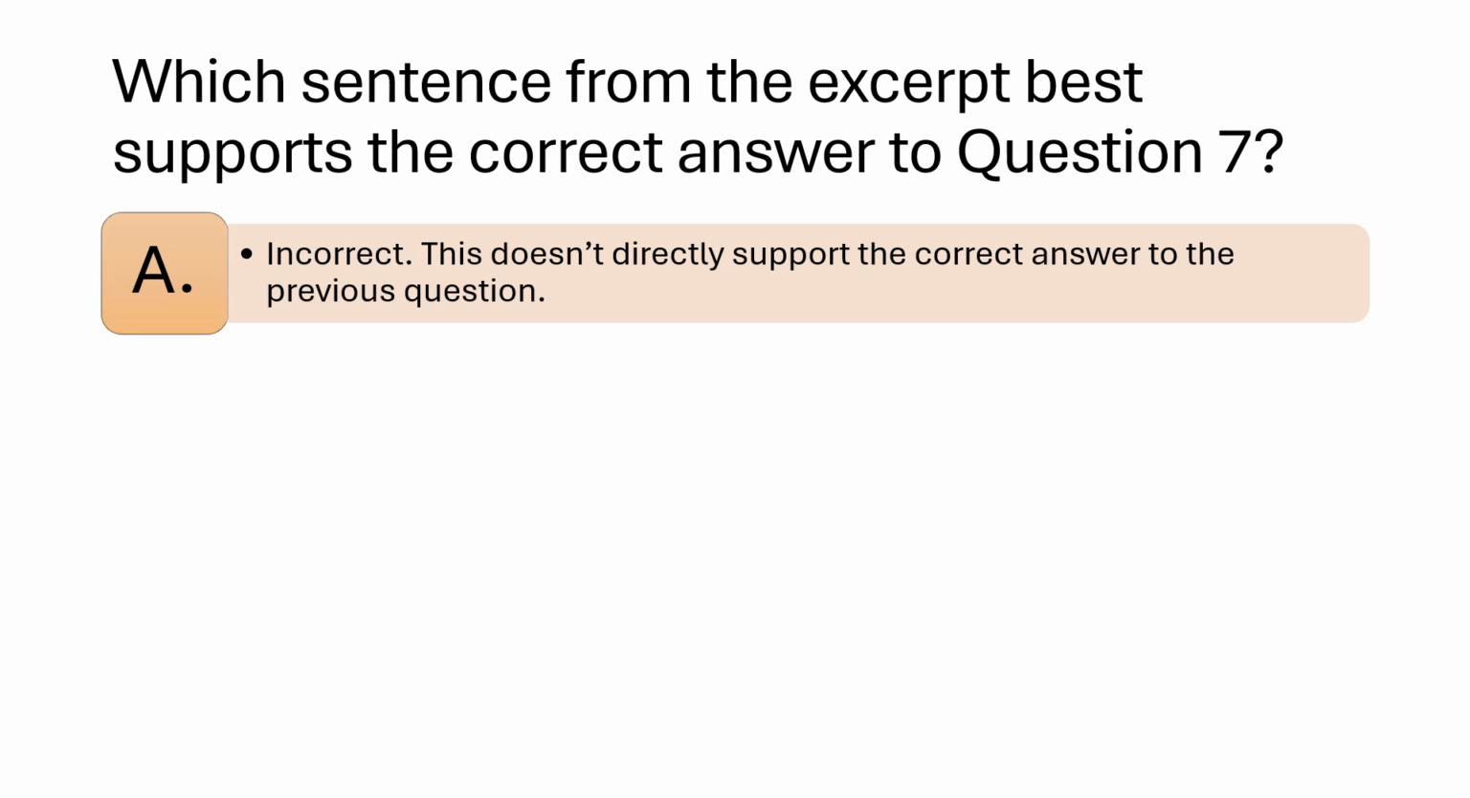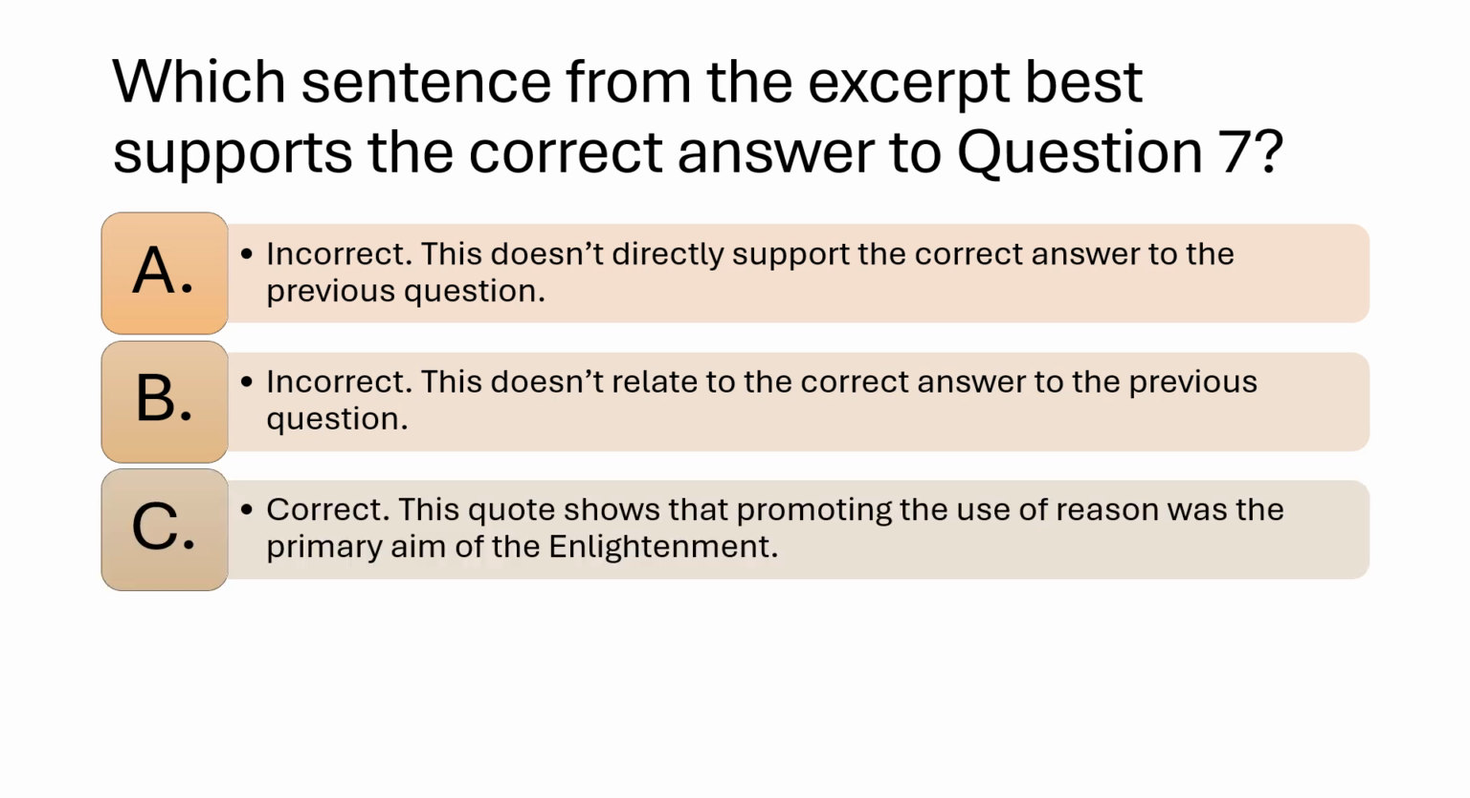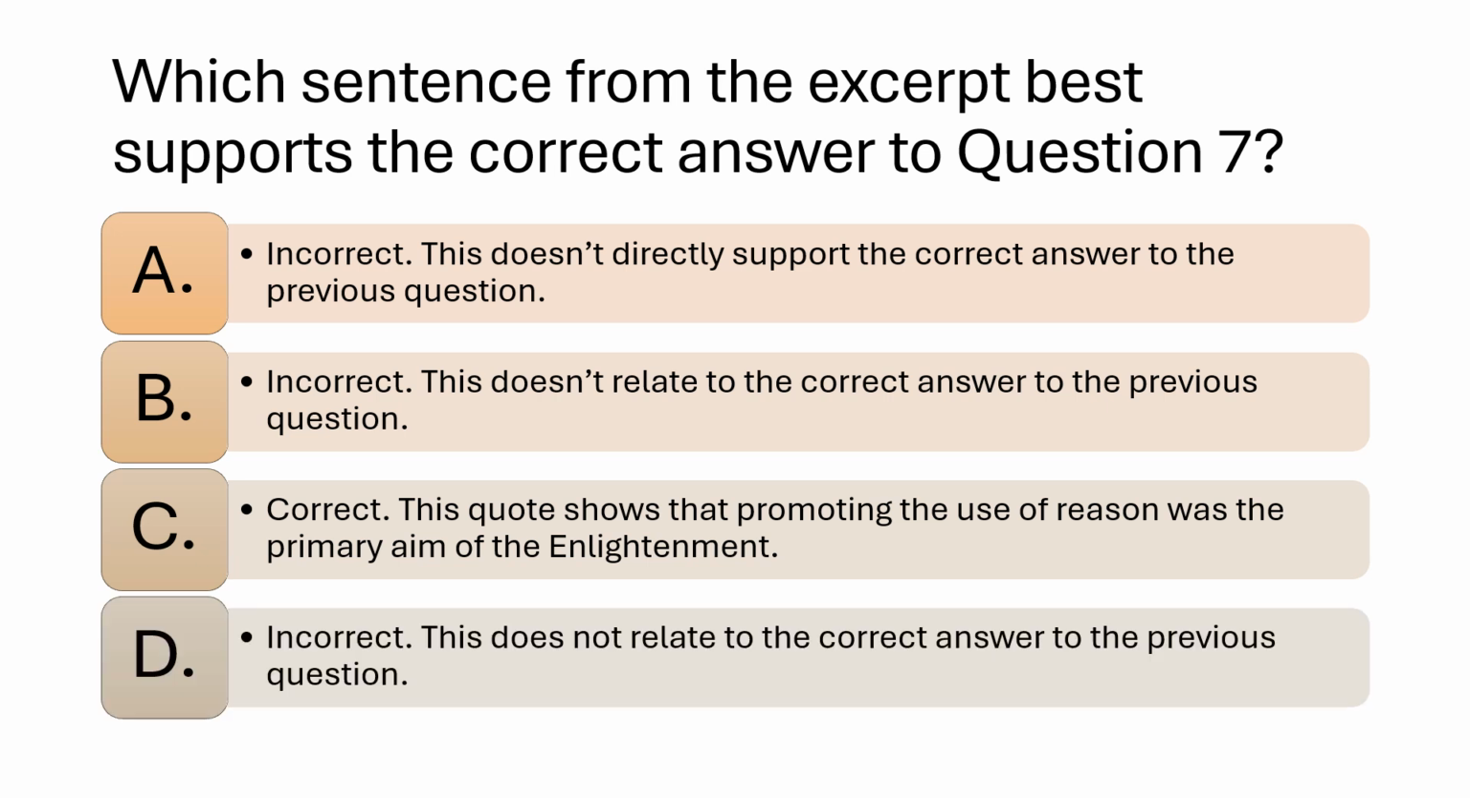A is incorrect. This doesn't directly support the correct answer to the previous question. B is incorrect. This doesn't relate to the correct answer to the previous question. C is correct. This quote shows that promoting the use of reason was the primary aim of the Enlightenment. D is incorrect. This does not relate to the correct answer to the previous question.